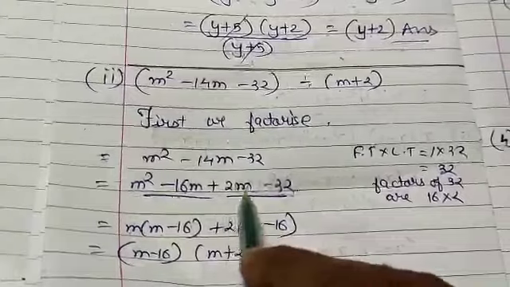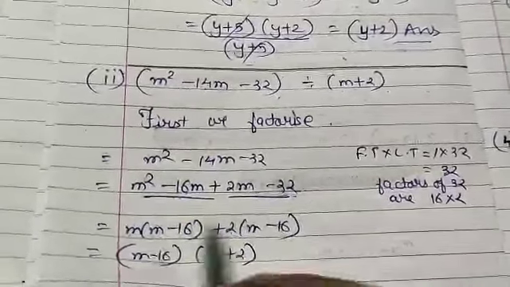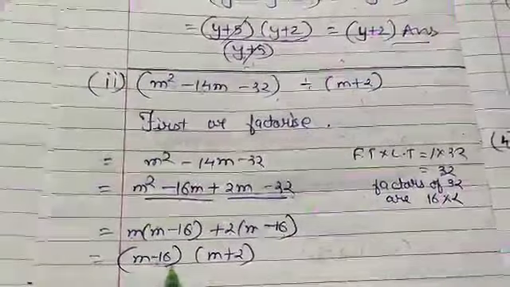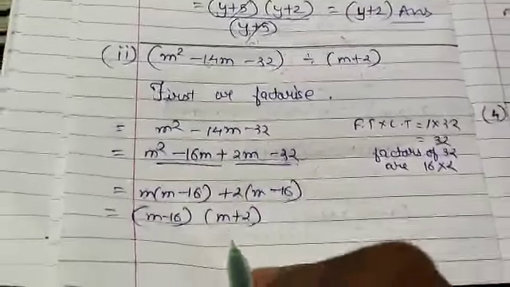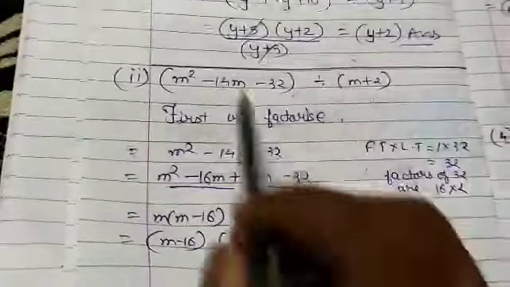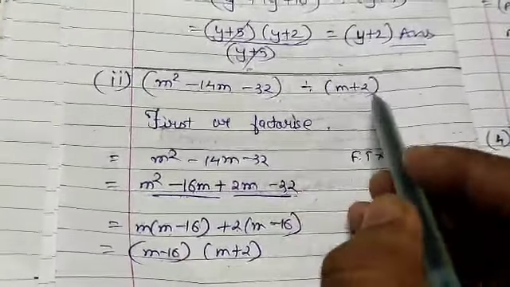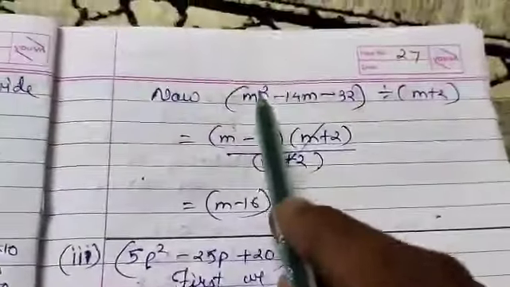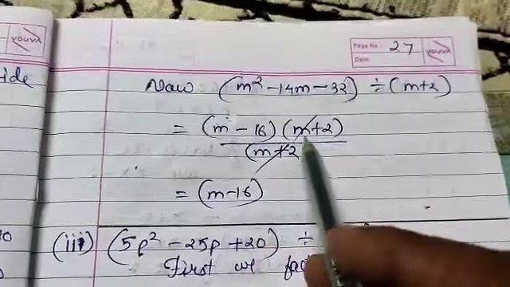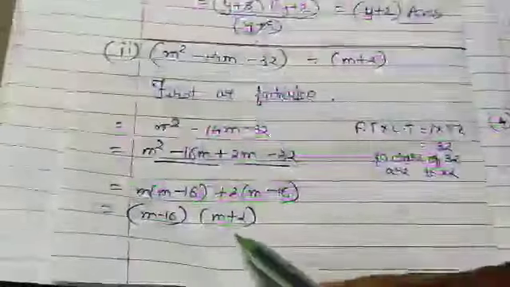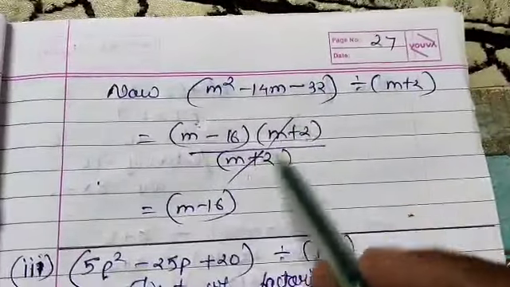Then from 2m minus 32, 2 is common, so inside the bracket m minus 16 will be left. Now both the brackets have the same factor, so write down m minus 16 in one bracket, and the uncommon factor, that is m plus 2, in another bracket. Now next we have to divide this m square minus 14m minus 32 by m plus 2. So in place of this we will write its factorized value, that is m minus 16 into m plus 2, whatever we found over here, then divided by m plus 2. So if you see, m plus 2 is possible to cancel, and what is left?